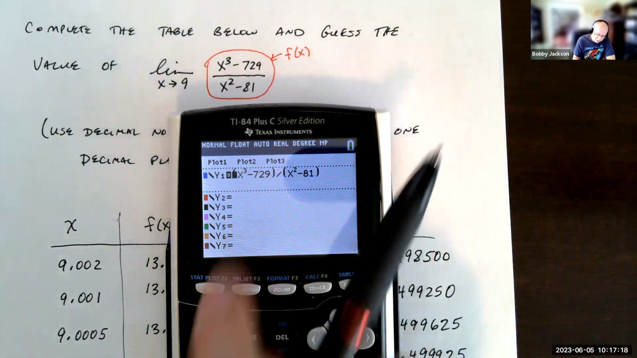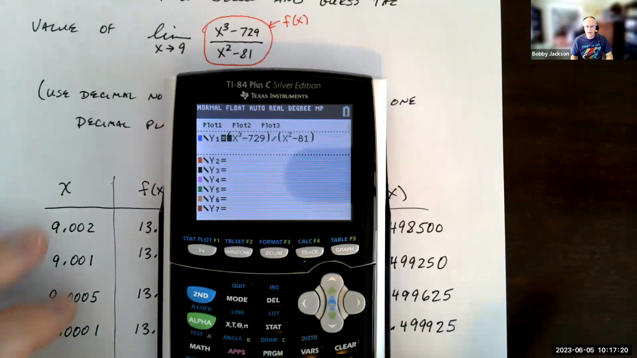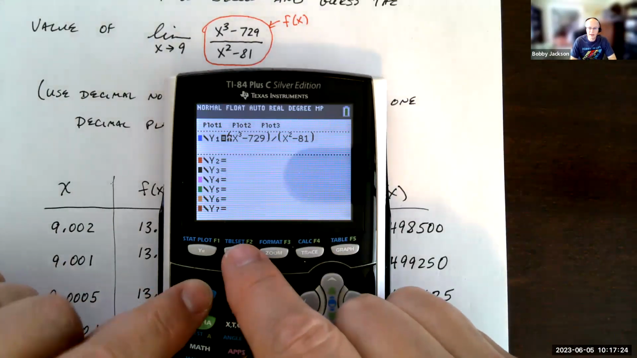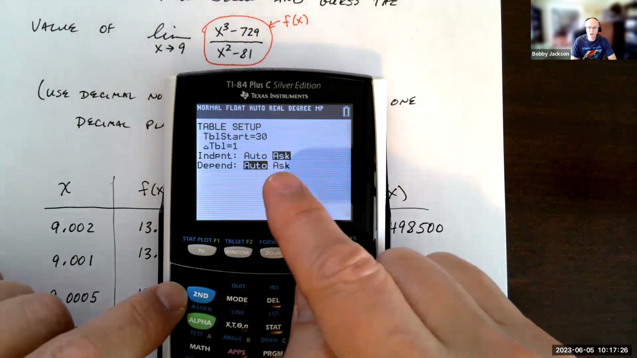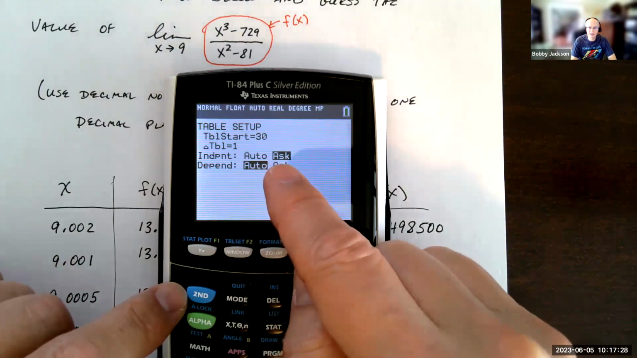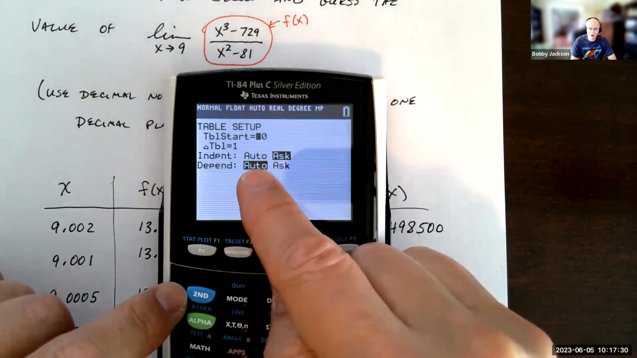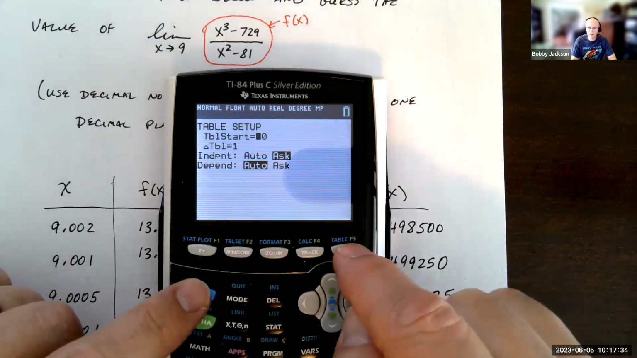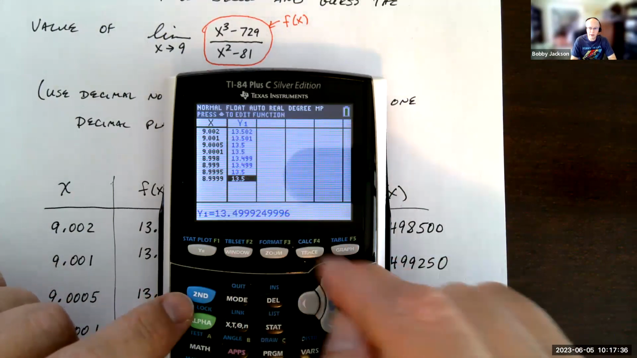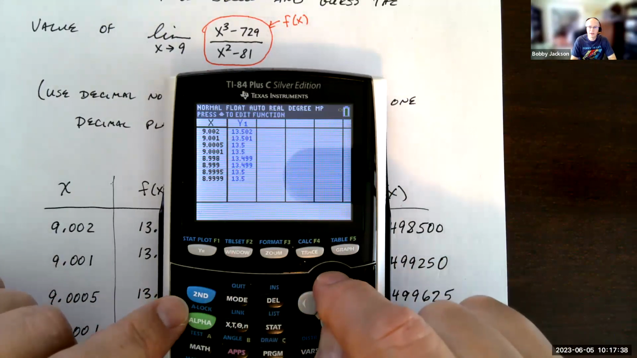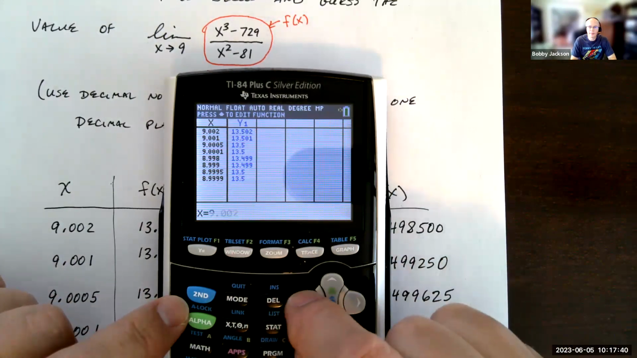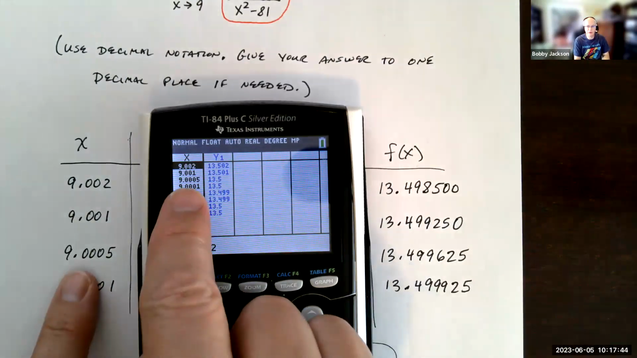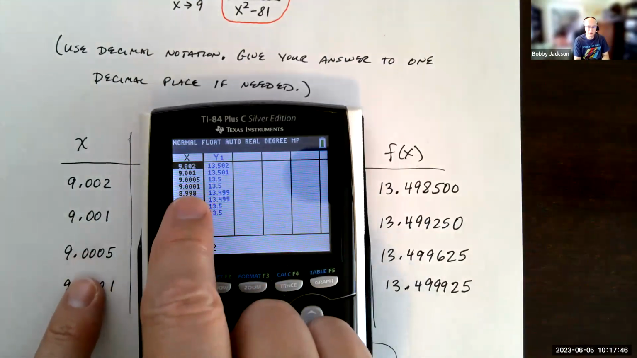I've already got it set up, TBL set. If I go second and hit there, I want to make sure that for the independent variable I'm in ask mode, and for the dependent variable I'm in auto mode. So I can plug in the values that I want. Go to table. All right, and you can see right here that I've entered these values, 9.002, 9.001, and so on.